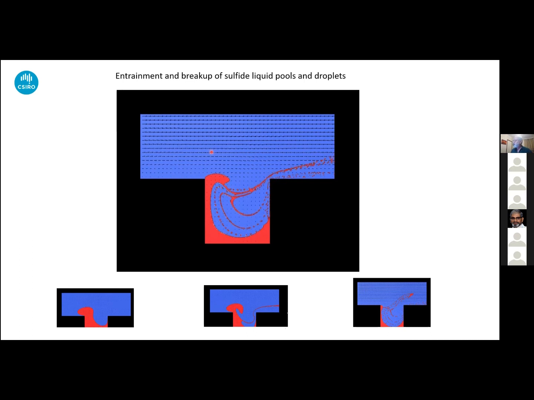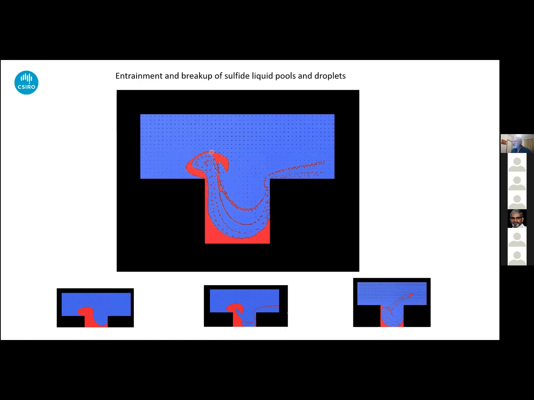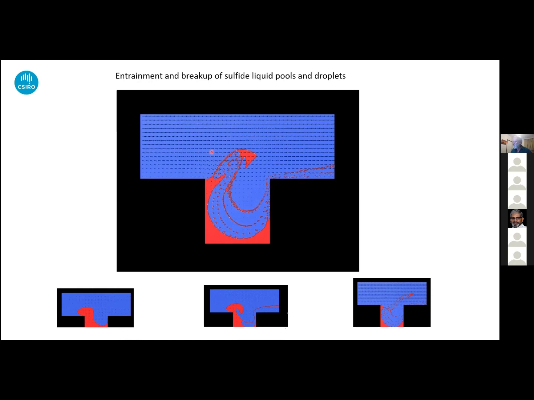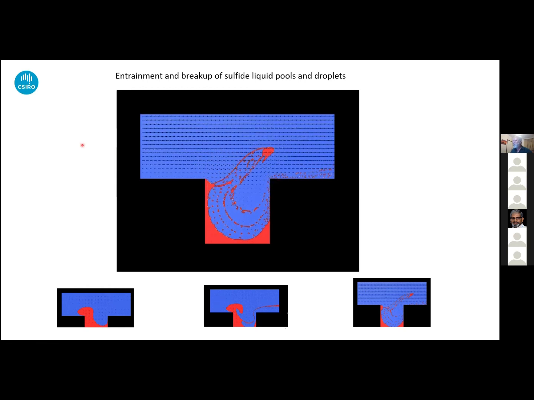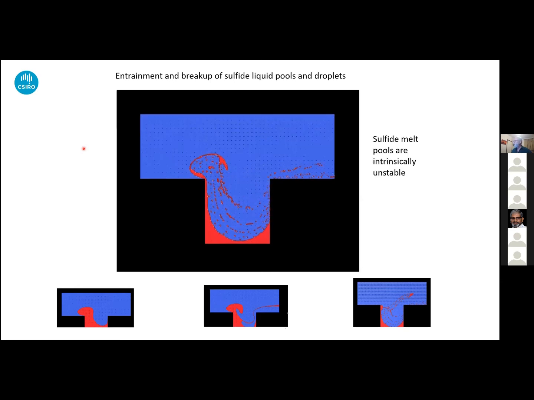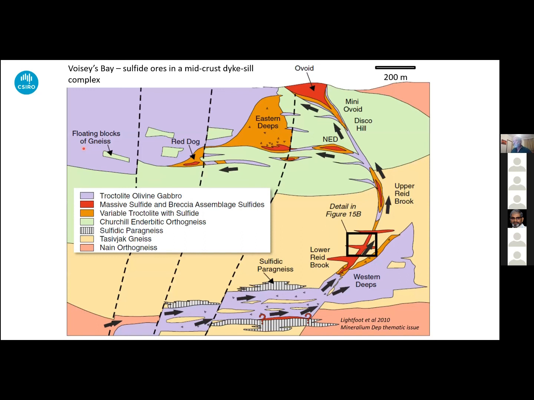But it gives, I think, an interesting perspective on the point that sulfide liquids, once you actually accumulate them at the bottom of a flowing magma, that's not the end of the story. They're still likely to be very mobile. They're still very likely to be picked up and continue to play the game. And I think that's one of the key insights in understanding how we can actually generate high nickel tenors. So sulfide melt pools are intrinsically unstable.